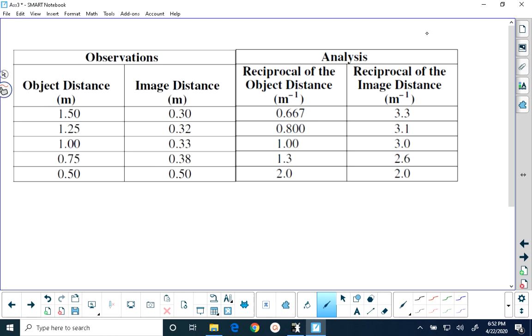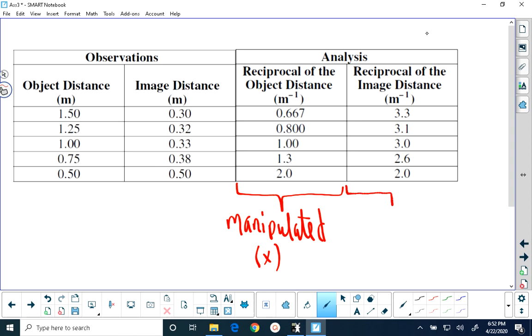on the graph. And since the distance between the object and the mirror is manipulated, this column, which is the reciprocal of the object distance, will go on the horizontal axis, which is where we always put manipulated variables. Since the image location depends on the object distance, that means it's the responding variable, and responding variables are always plotted on the y-axis.